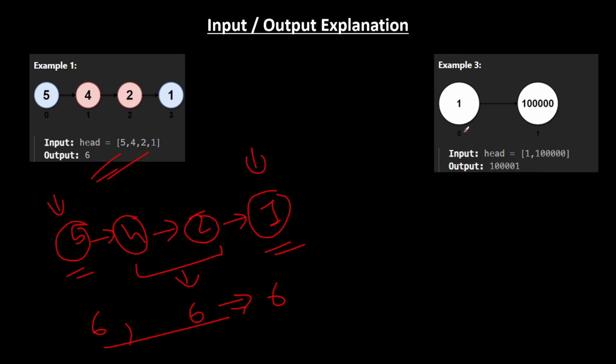Similarly, here we have only two nodes, so we add both of them. We get 100001, that is 1 lakh and 1. So this is what we get. It's simple, nothing complex in it. Now let's move to the next slide.